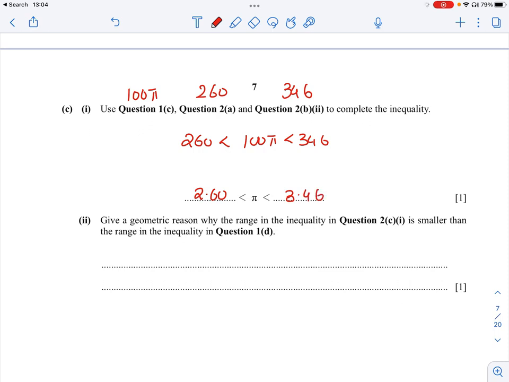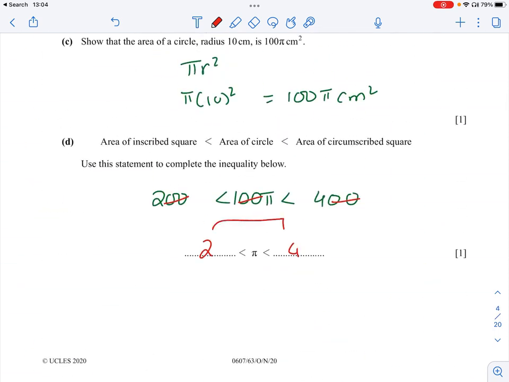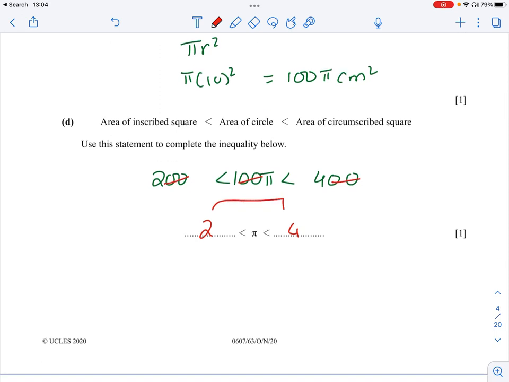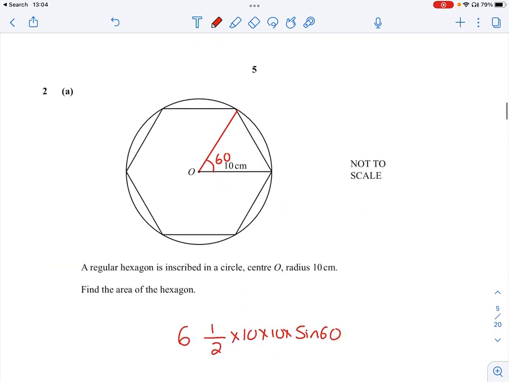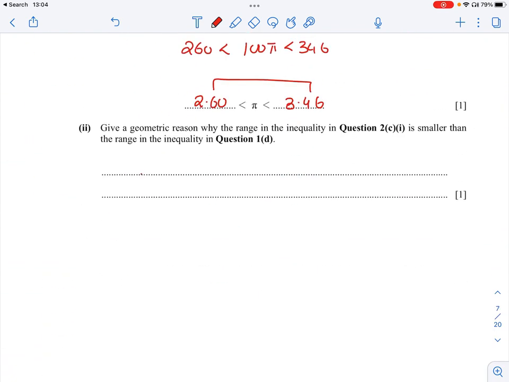Give a geometric reason why the range in the inequality in question 2C1 is smaller than the range in the inequality 1D. So pi lies between 2.6 and 3.46, whereas in 1D what we got was that pi lies between 2 and 4. What is the reason? Because this was a wide range. Basically pi value is 3.14. So when I say 2.6 to 3.46, that makes more sense. The reason is because we are considering hexagons. When we are considering hexagons, more approximation is possible.